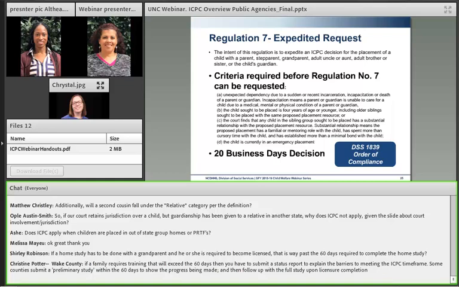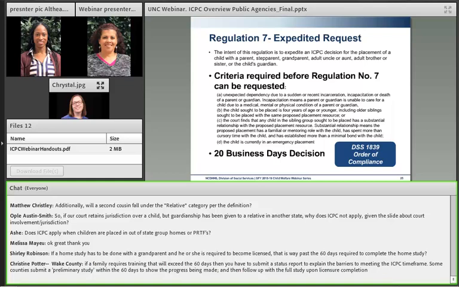Regulation 7 does not apply to children who are already placed in violation of the compact, and it does not apply when the request is for foster care or adoption. If you happen to send us a request and it doesn't meet one of these relative criteria, we will then contact you and discuss sending it for a Regulation 2, which would be our processing of 60 days. That's for a public relative or foster care request.